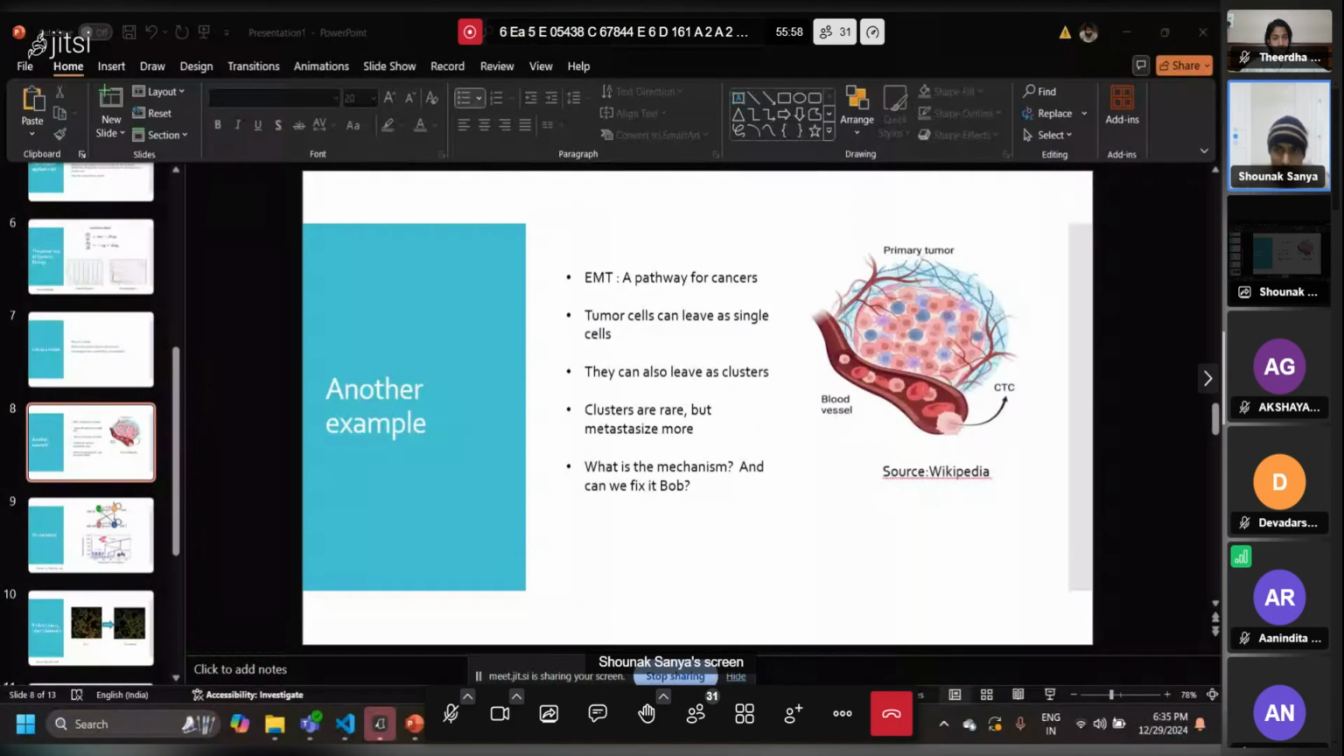So as I was saying, the cells that live as clusters have a high propensity to metastasize more. And that begs the question, what is the mechanism? Because if you know the mechanism of something, the next step would be to design solutions to treat it. So understanding things from a mechanistic point does become very, very crucial.